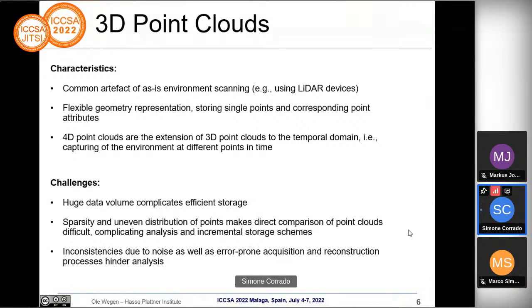Point clouds are faced by a number of challenges. For starters, they have massive storage requirements, especially if we speak about city scale point clouds for multiple timestamps, so 4D point clouds. Additionally, the points in the point cloud can be quite sparse and unevenly distributed, which makes it difficult to compare multiple point clouds, and there are inconsistencies in point clouds. If I scan the same building multiple times and nothing changes between these scans, the point clouds will differ nonetheless due to noise, inconsistencies, or errors in the reconstruction and in the acquisition process.